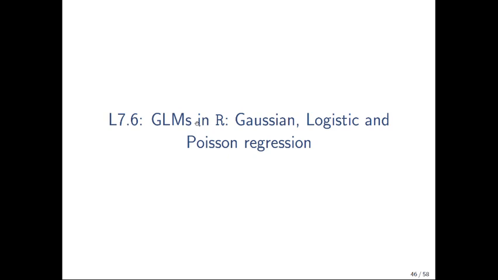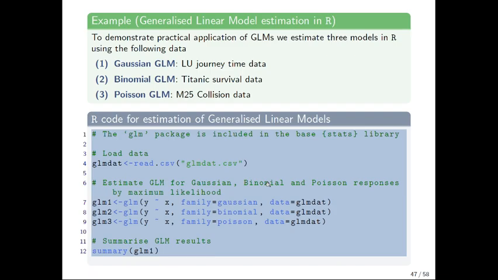Okay, so now in this penultimate part of the lecture, we're going to estimate some GLMs in R using the data introduced at the start of the lecture. So to demonstrate practical application, we're going to estimate three models, one for each of the three distributions that we started the lecture with. First, we're going to estimate a Gaussian GLM using the London Underground journey time data that we've used in previous lectures.